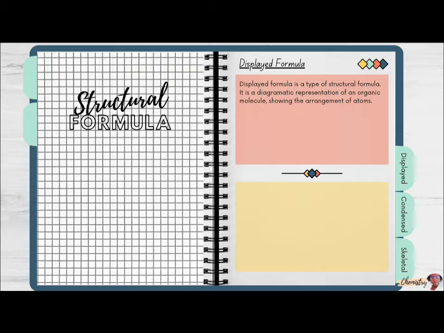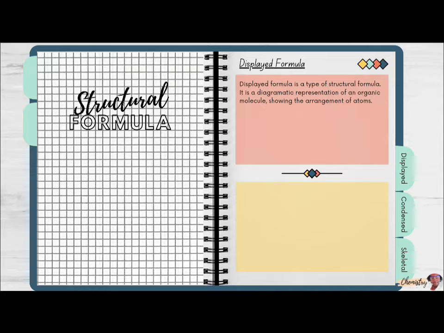All the remaining types of formula are some type of structural formula. First is the displayed formula. The displayed formula shows how all the atoms are linked together. These will be simplified drawings because we'll just be using straight lines. But of course, with knowledge of the valence shell electron pair repulsion theory, we could actually use different types of lines to show what axis each bond lies on.